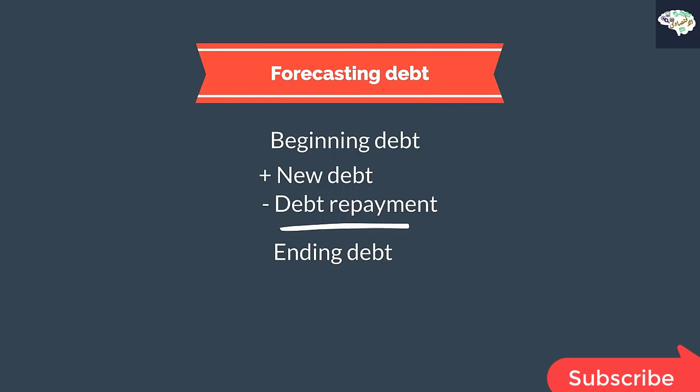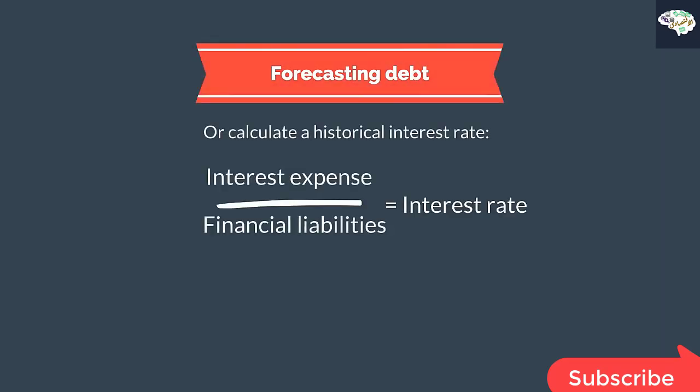Similar to what we saw for CapEx, we have 4 items: beginning debt, new debt, debt repayment, and ending debt. To calculate debt repayment, we need to go through the firm's debt facilities and calculate the amounts paid to lenders. Then, once we've done that, we have to distinguish between interest expenses and debt repayment. If we don't have sufficient information to do this detailed breakdown, we can calculate historical cost of debt by dividing interest expenses by financial liabilities, and then use the historical cost of debt for the forecast period.